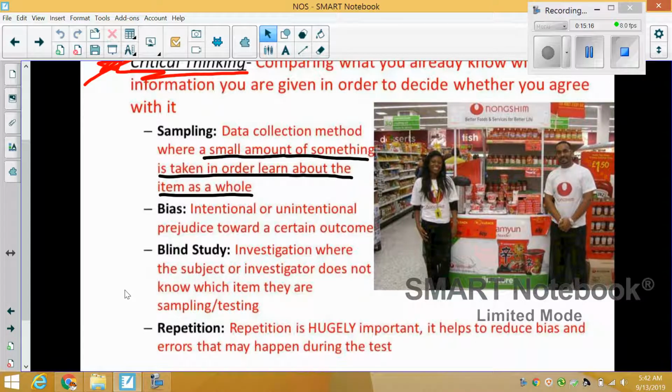Finally, we have repetition. Repetition is very important. It helps to reduce errors. It helps to reduce bias. That's why, I remember when we did our lab on reaction time, we tested everybody 5 times. Scientists would aim to do that in all of their experiments. More repetition is better. It helps the data become more valid and supported.